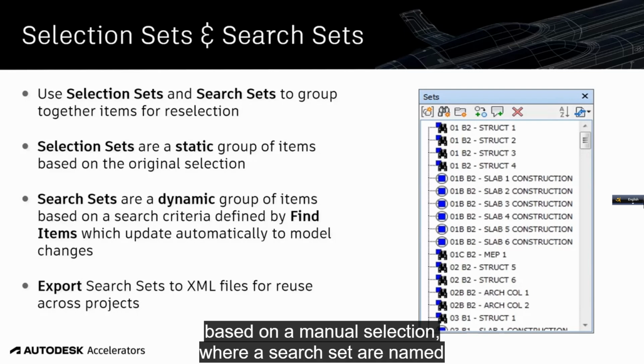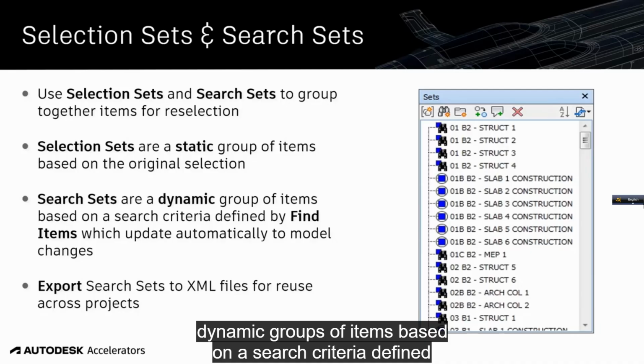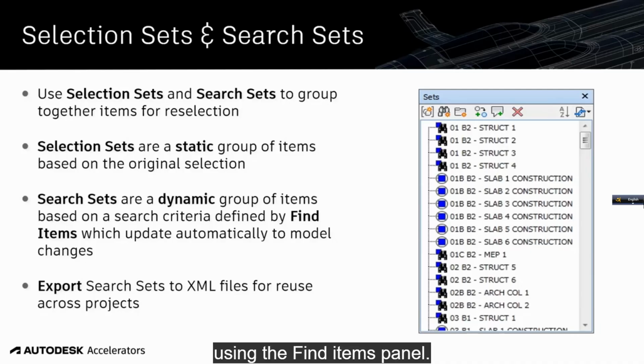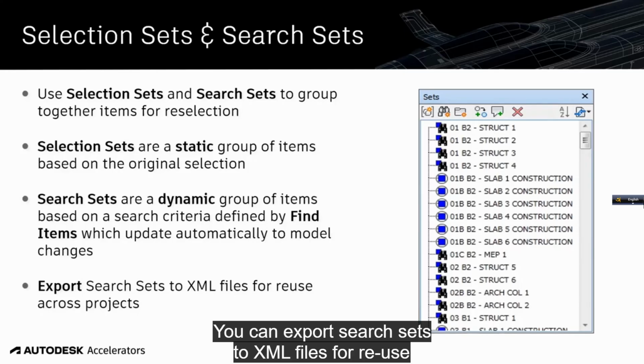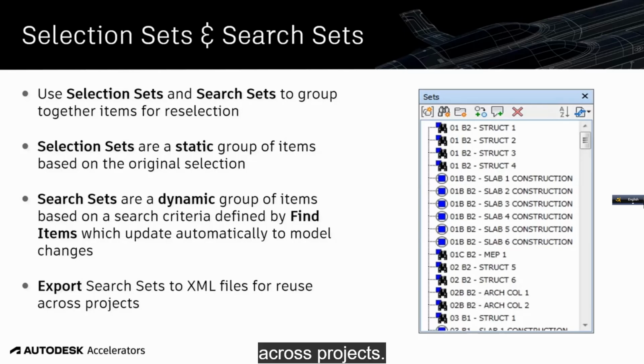Whereas search sets are named dynamic groups of items based on search criteria defined using the Find Items panel. Search sets update automatically as the models change. You can export search sets to XML files for reuse across projects.